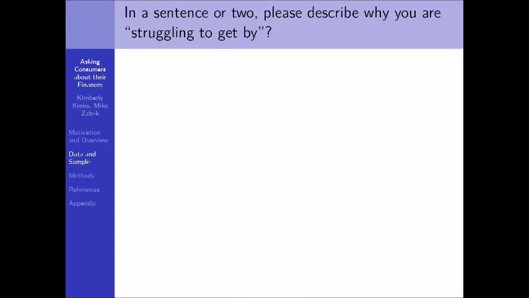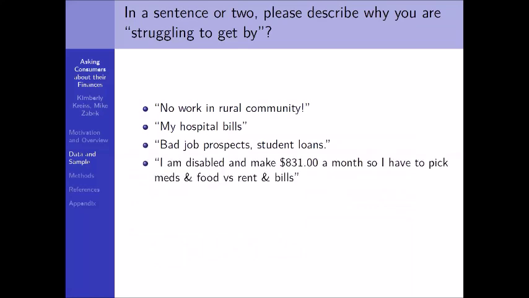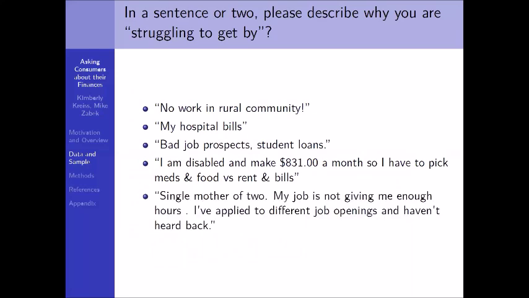And I just kind of want to give a sense of what people say to this question. So I'm going to show some examples from the lowest category, which is finding it struggling to get by, and then the highest category, which is living comfortably. So in a sentence or two, please describe why you're struggling to get by. No work in rural community, my hospital bills, bad job prospects, student loans. I'm disabled and I make $831 a month, so I have to pick meds and food versus rent and bills. Single mother of 2, my job is not giving me enough hours. I've applied to different job openings and haven't heard back.